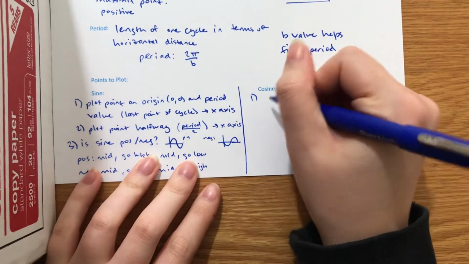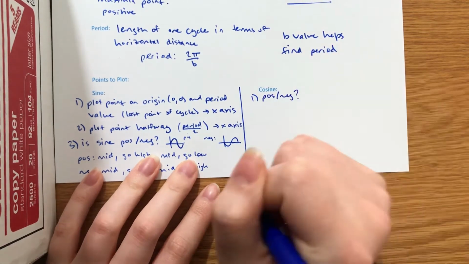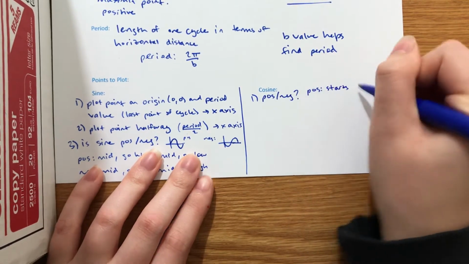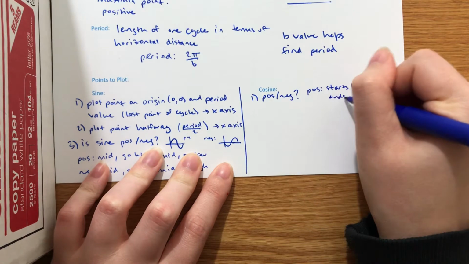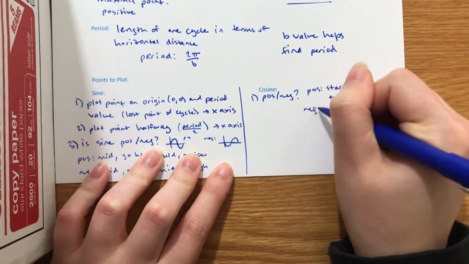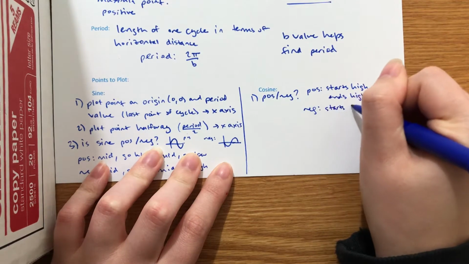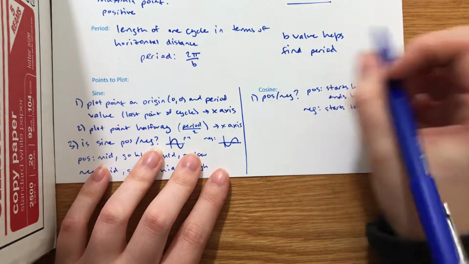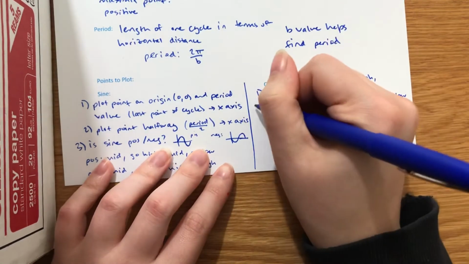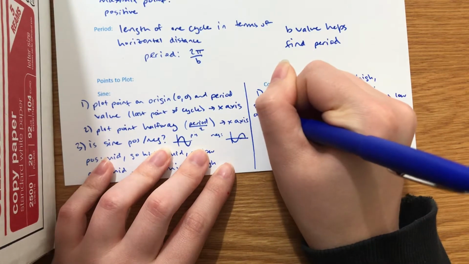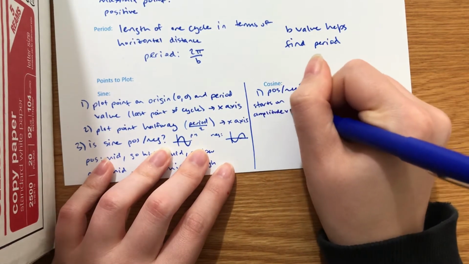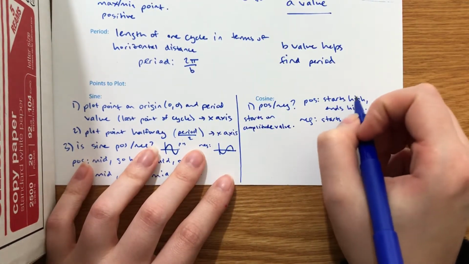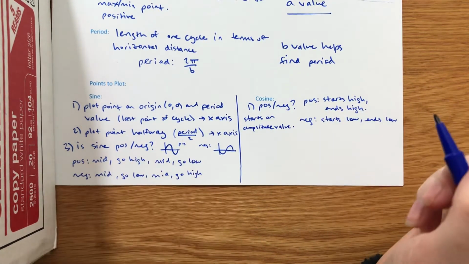So cosine, actually, the first question is it positive or negative? Because if it's positive, it starts high and ends high. If it's negative, it starts low and ends low. And so cosine always starts on the amplitude value. So you'll figure out what that a value is, and you'll either start high with that a value or start low with that a value, depending on positive or negative.